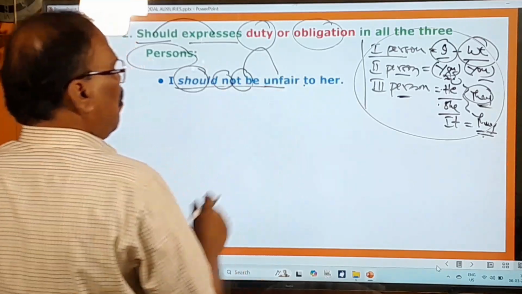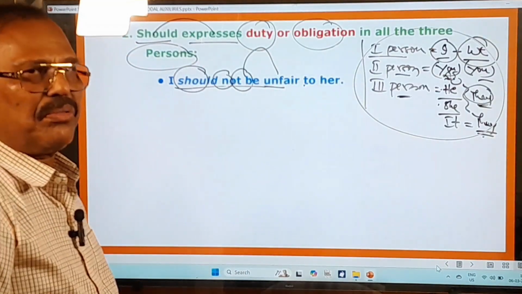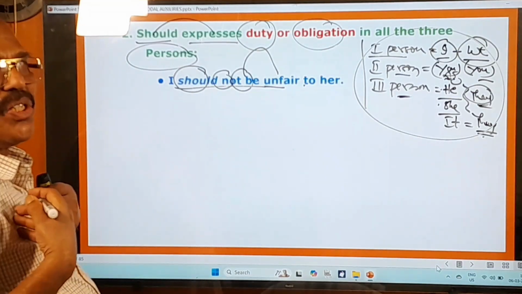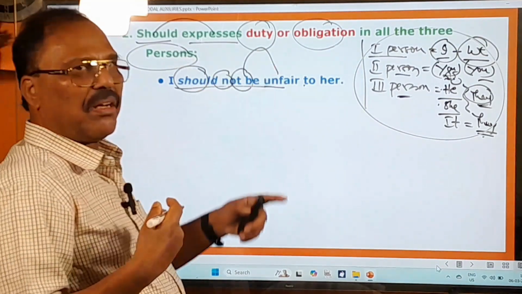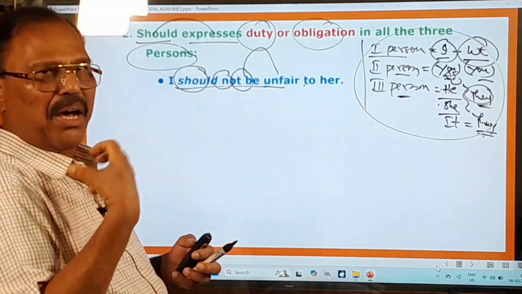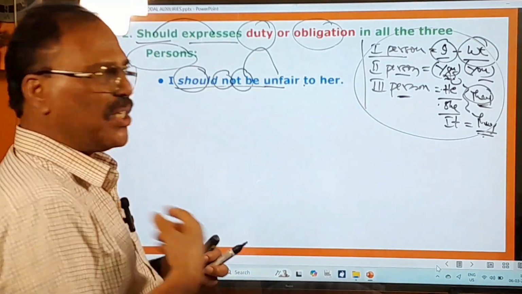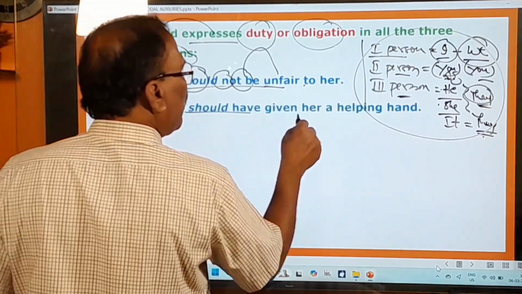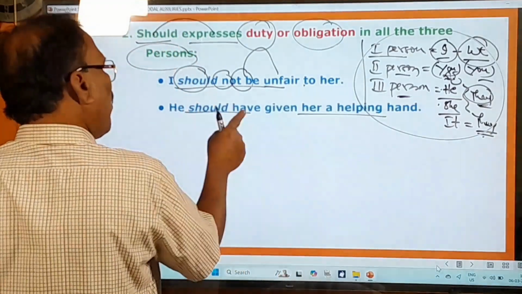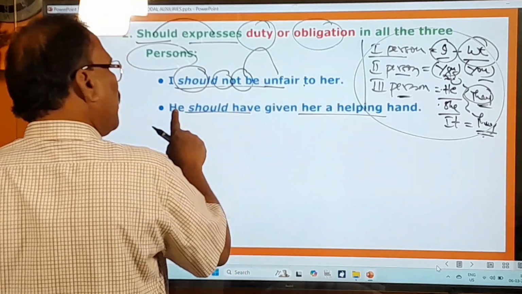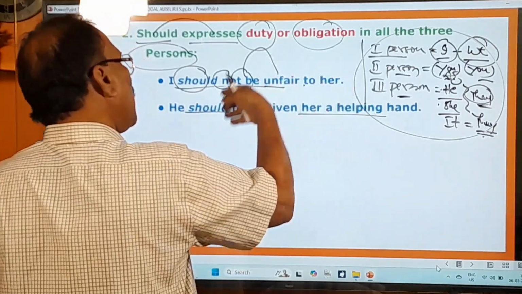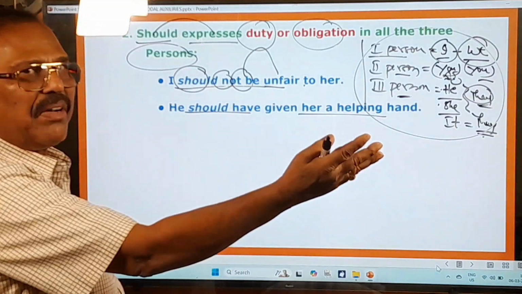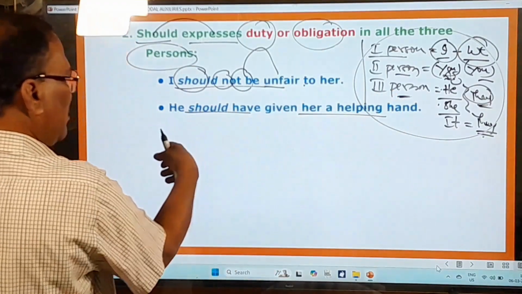నేను ఆమెకు unfair గా ఉండకూడదు. I should not be unfair to her. It is my duty, it is my obligation not to be unfair to her. ఆమె పట్ల నేను unfair గా ఉండకూడదు అనేది నా బాధ్యత. So it is there. And here, he should have given her a helping hand. అతడు ఆమెకు సహాయము చేసి ఉండాల్సింది. Helping hand ఇవ్వడం అంటే ఆమెకు సహాయం చేసి ఉండాల్సింది. That's the Telugu meaning of this.